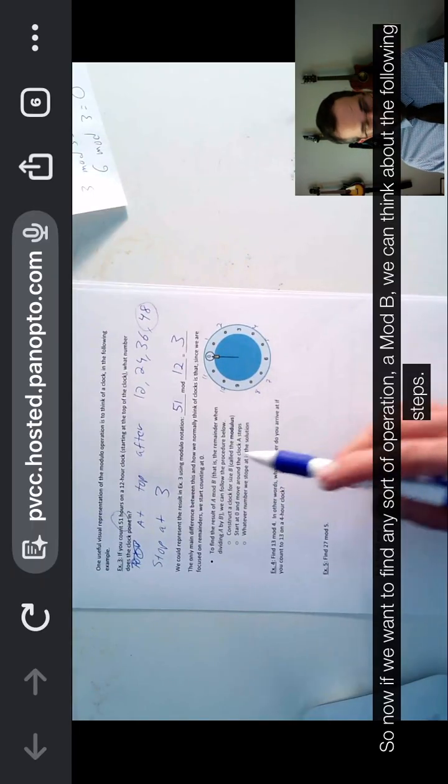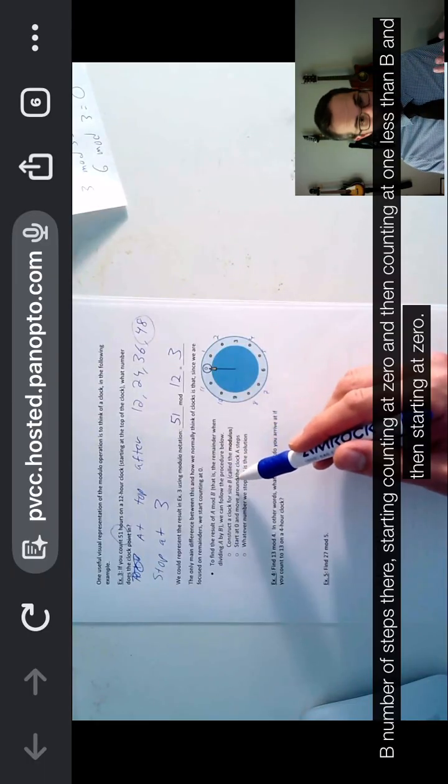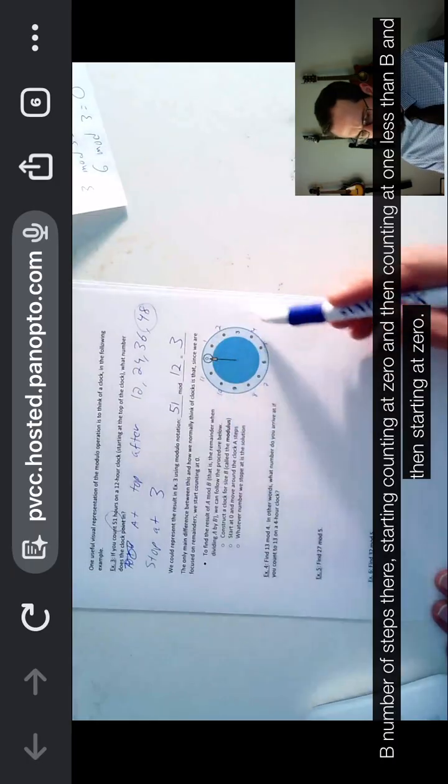So now if we want to find any sort of operation A mod B, we can think about the following steps. Since we're dividing by whatever number is here, we can construct a clock that has B number of steps, starting counting at 0, ending counting at 1 less than B. And then starting at 0, we can move the clock A steps around, and whatever number we stop at is the solution. So let's find 13 mod 4 with this procedure.